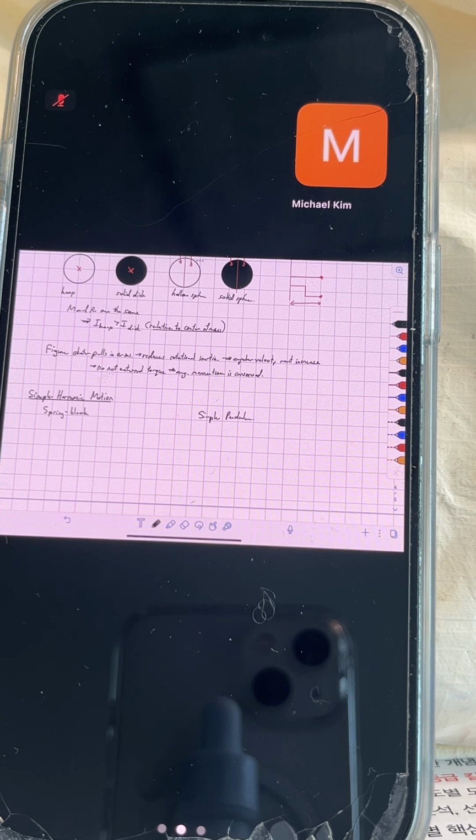Yeah. And so the key thing, we said that for an object to exhibit simple harmonic motion, we had to have what we called a linear restoring force.